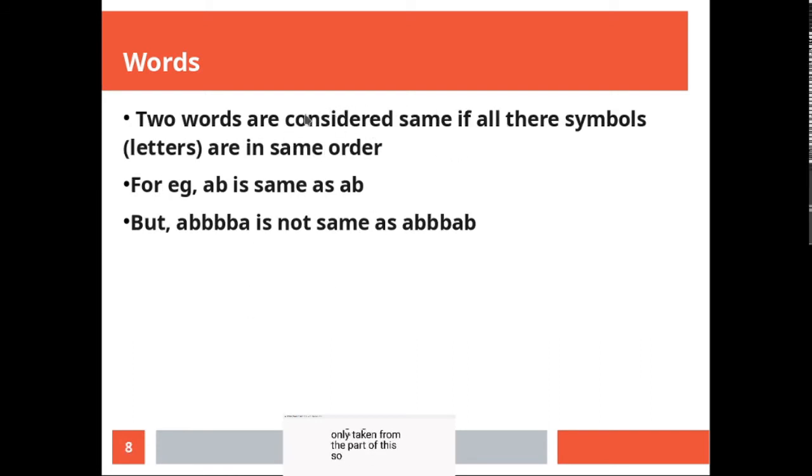So if I talk about words, two words are considered the same if their symbols are in the same order. So AB and AB are the same. But if you say ABBA, till here it was the same, and in the last the positions of A and B got changed. So these two words may be a part of a language, but these are not the same words. It's just like if you have a word in English which is cat, and then you have another word which is cab. So these are words in the language English, but they are not the same words.